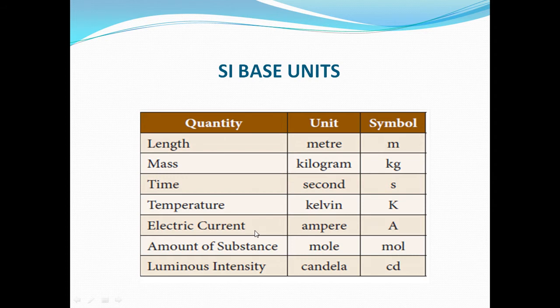Okay, the unit of electric current is ampere. Ampere is written in a small letter, and it is also a scientist's name. The symbol is capital A. Already you know the unit is ampere and the symbol is capital A.